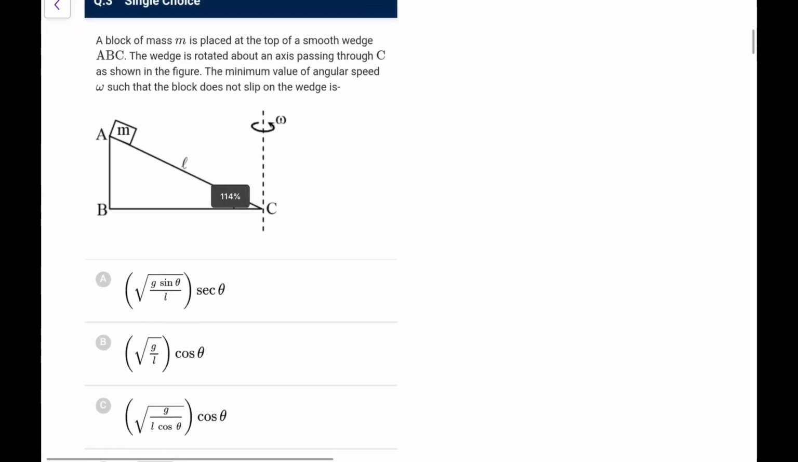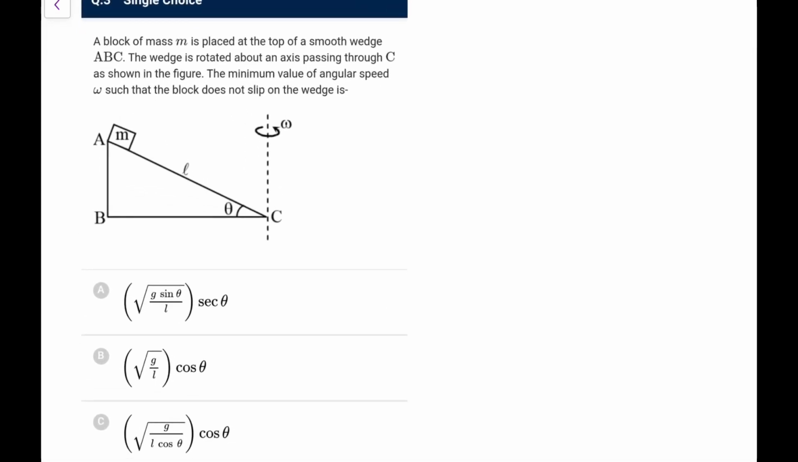Now next one. A block of mass small m is placed at the top of a smooth wedge ABC. Okay, so no friction.